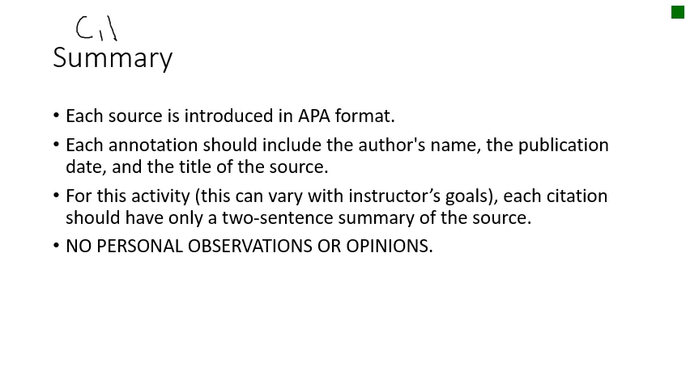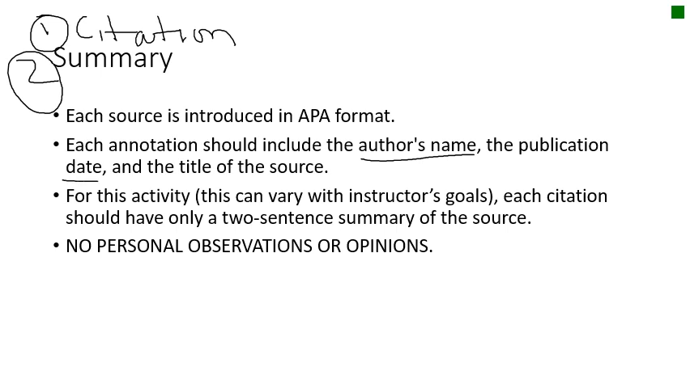So we start off with our citation. That's going to be the first thing you do with each source. All right, so that's step 1. The second step is a quick summary, no more than 2 sentences or so. Different instructors may have other things they want you to do. You'll include the source author's name, if there is one, the publication date, and the title of the source, and you'll write a 1 or 2 sentence summary. Now this summary shouldn't have any personal observations, no opinions, no details, no examples.